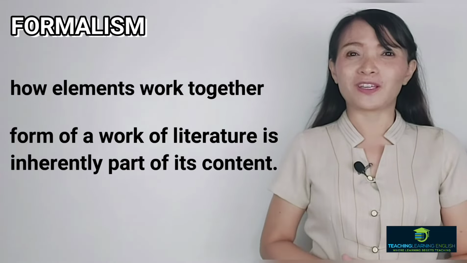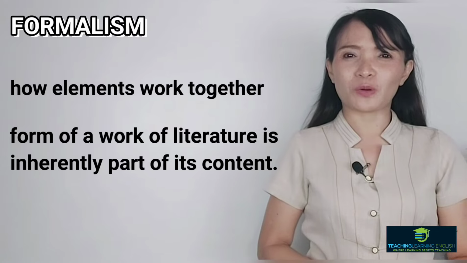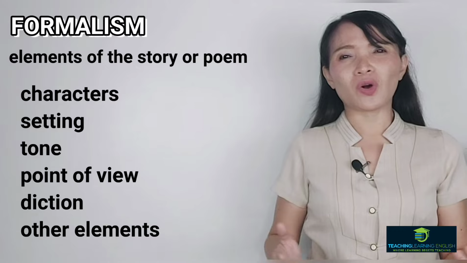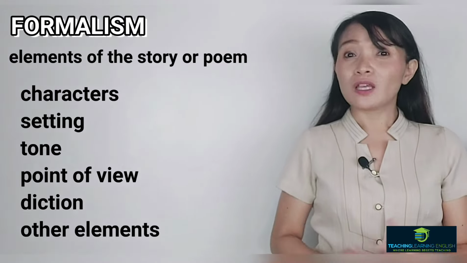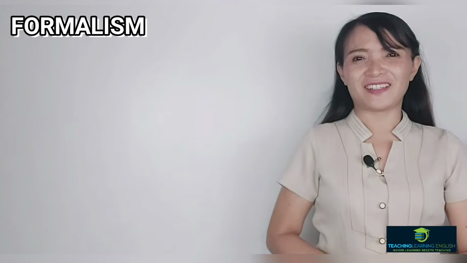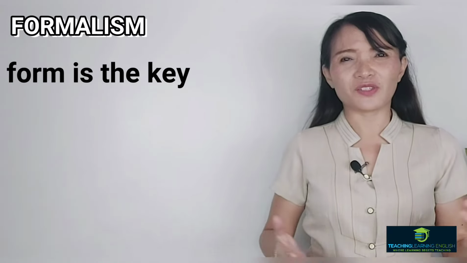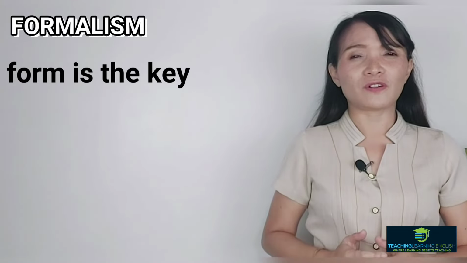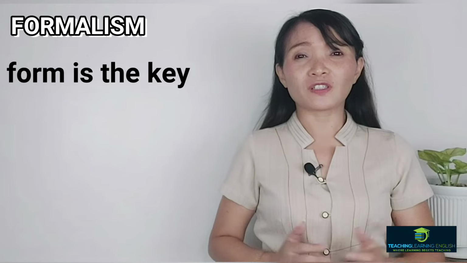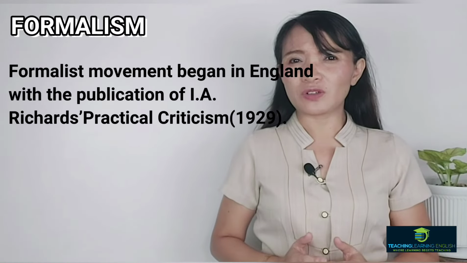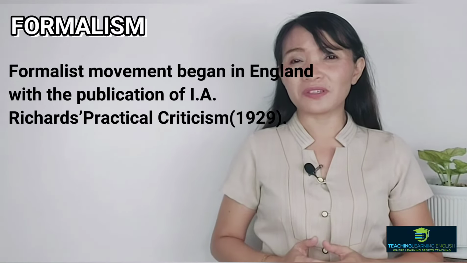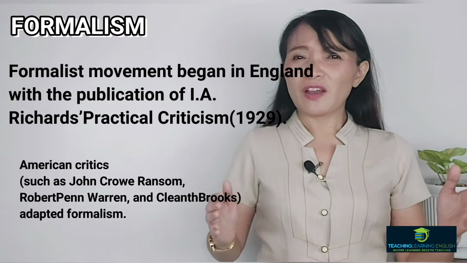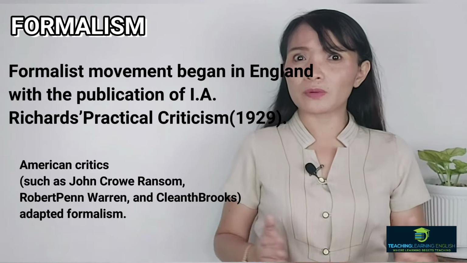So, the basic things to look into are the elements of the story such as the characters, setting, tone, point of view, diction, and all other elements of the text. In formalism, form is the key, not the content, as it does not consider other things such as the purpose of the analysis, content, or even cultural notions. The formalist movement began in England with the publication of I.A. Richards's Practical Criticism in 1929. American critics adopted formalism.